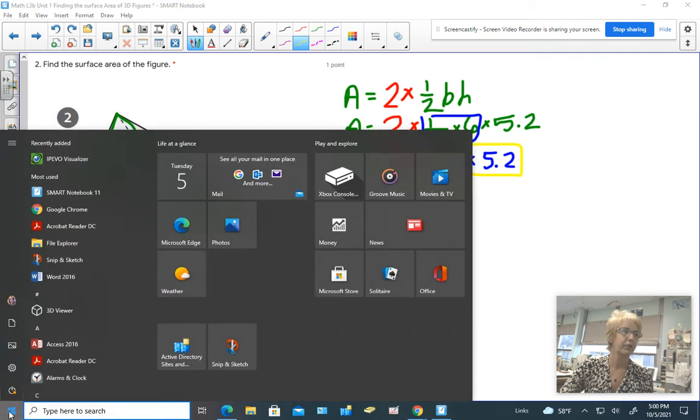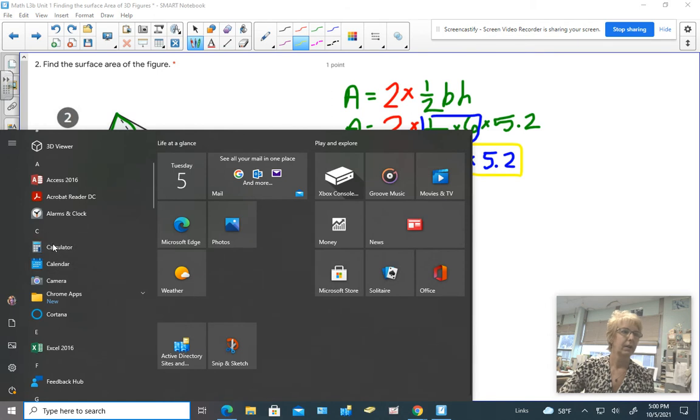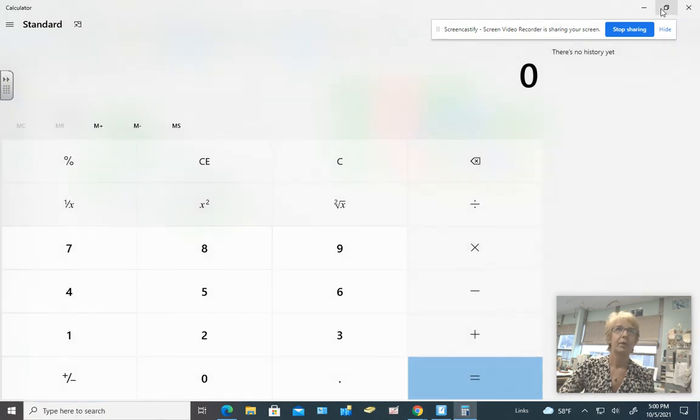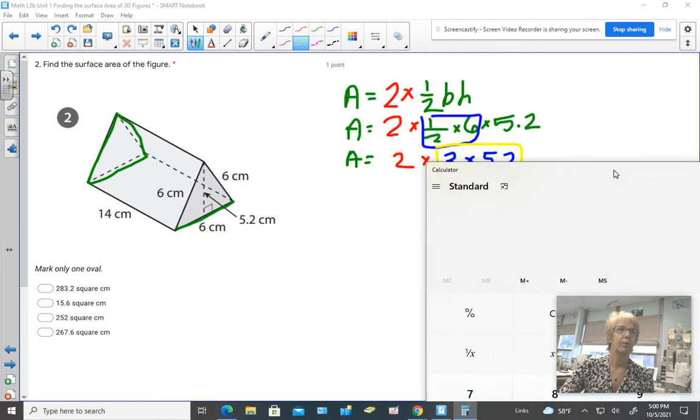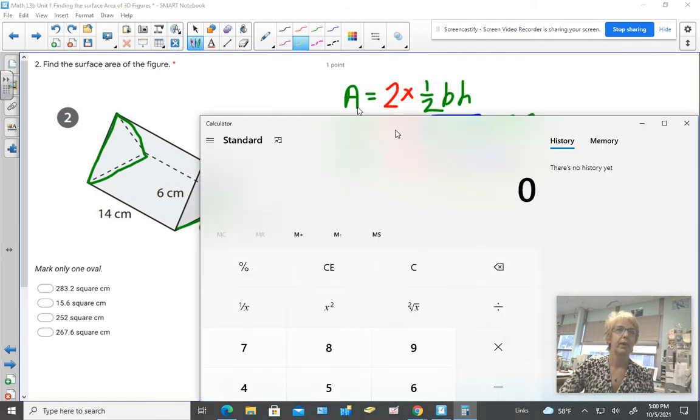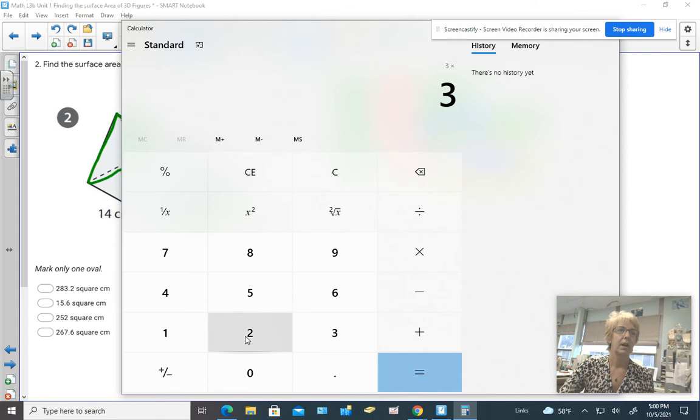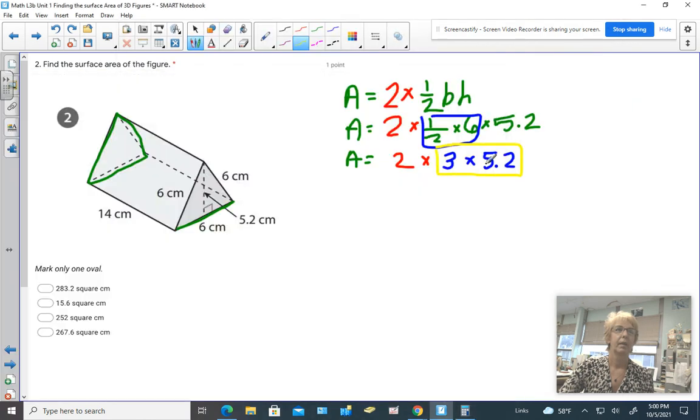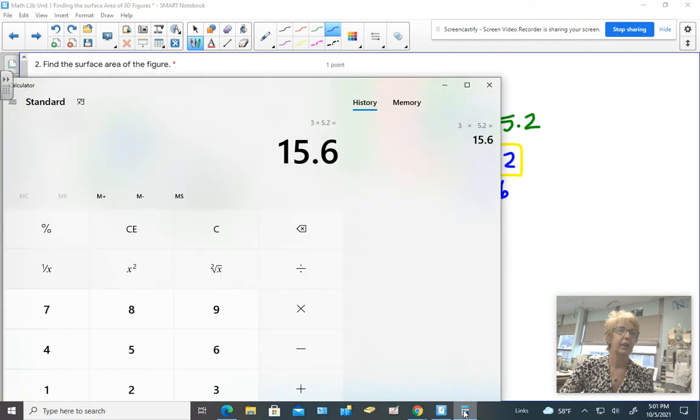Let's take out our trusty calculator. The numbers we have to multiply are 3 times 5 2/10, and we get this number, 15 6/10. This times this, we got 15 6/10. Now we have to take that number, that's the area of one of the triangles. Let me write it on one of the triangles so we can see it. It's 15 6/10. So we have two of those.